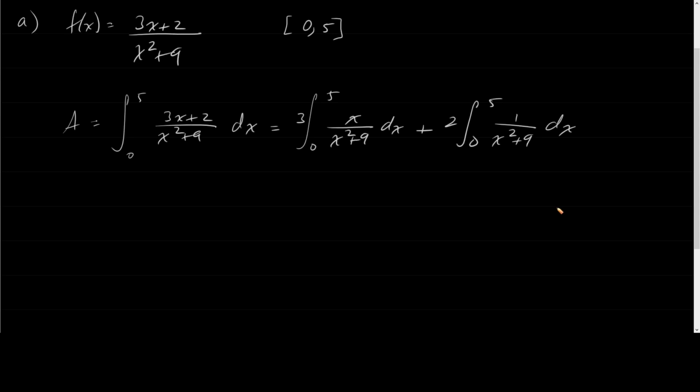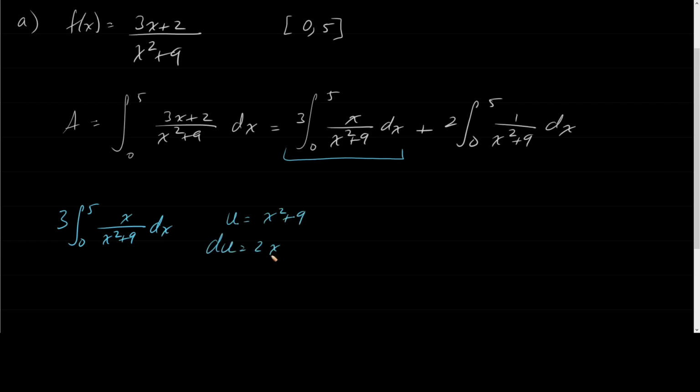All right, and the reason I'm doing that is because we're going to have two different techniques for these two integrals. So this first one, I'll do in blue. So we have 3 times the integral from 0 to 5 of x over x squared plus 9 dx. All right. So here, it's a u substitution. If I let u be equal to x squared plus 9, then du is 2x dx. So du over 2 is our x dx. And I want that because here I have x dx.